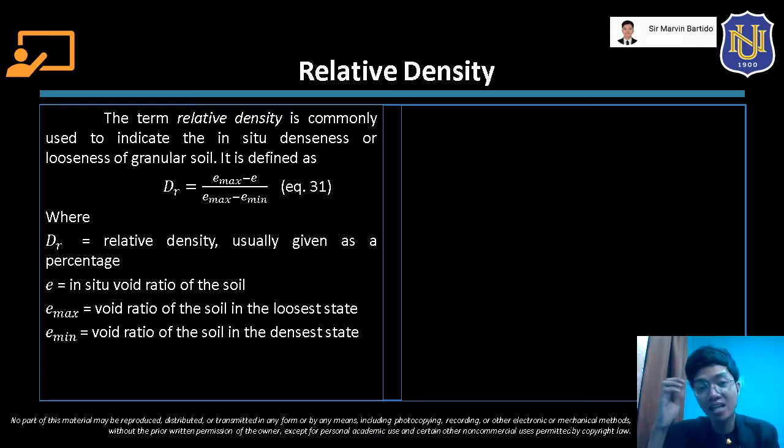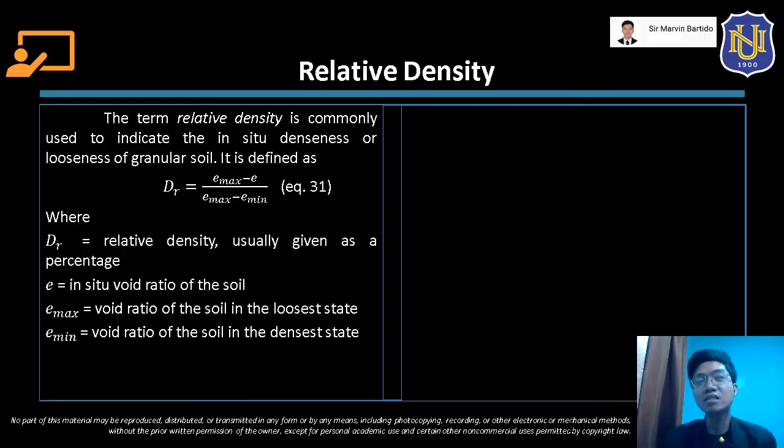On the other hand class, kapag dense yung soil natin, if it is in its densest state, so yung volume ng void is maliit. Tama, maliit class yung volume ng void, at dahil maliit yung volume ng voids natin, yung void ratio natin will also be minimum. Di ba? Kaya class, minimum yung void ratio natin kapag nasa densest state yung lupa. Okay, so class ganito.